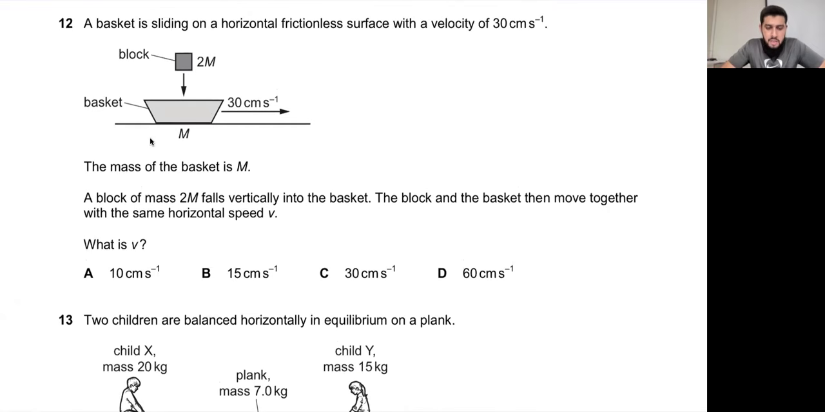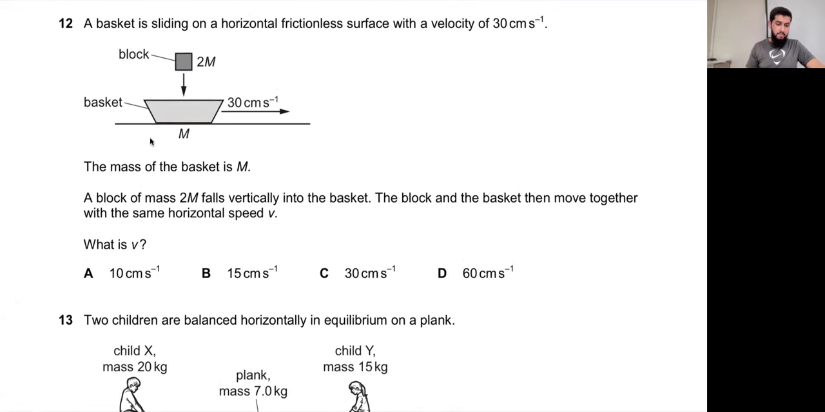Question 12 says, a basket is sliding on a horizontal frictionless surface with a velocity of 30 centimeters per second. The mass of the object is M. A block of mass 2M falls vertically into the basket. The block and the basket then move together with the same horizontal speed V.